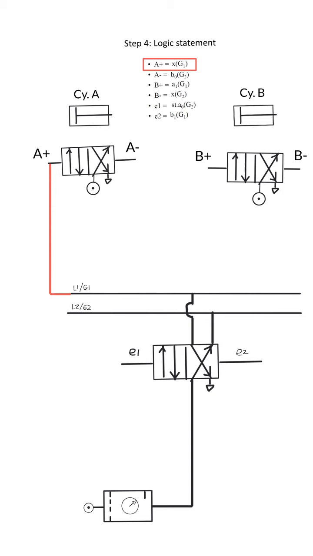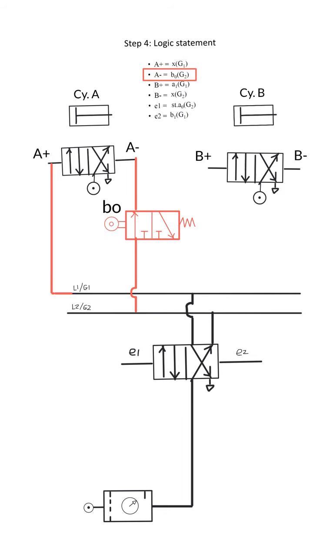Okay, next is to start with the pneumatic diagram. We have to refer to our logic statement. Step 4, logic statement, which is based on this statement. Let's take a look at A plus first. So A plus, we have X G1. So how to connect the lines? We have to directly take the place here from A plus. Since there is no limit switch, that means X here is connected to line 1 G1. So that means X G1. Okay, X means no limit switch here.